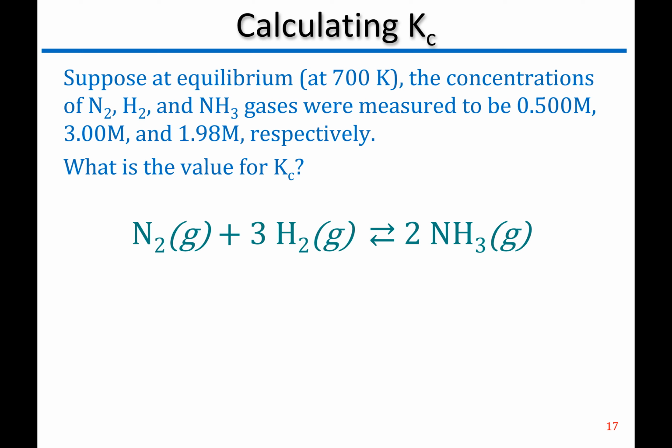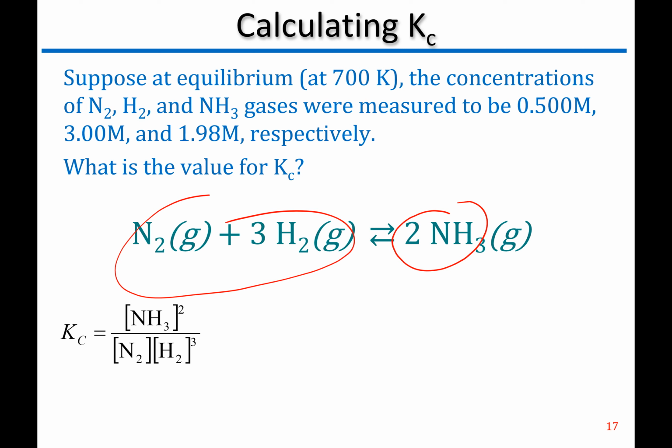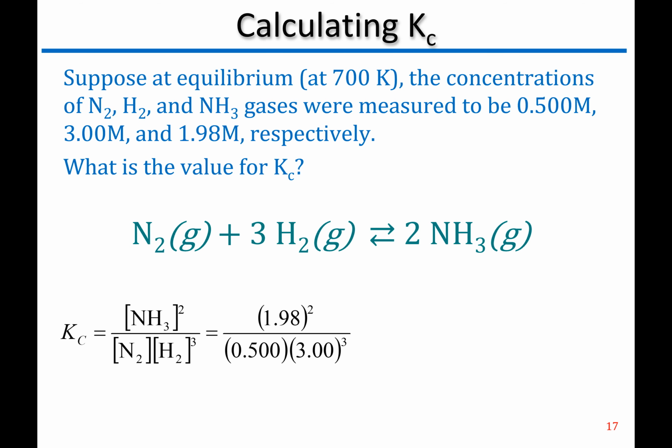Okay, so how can we do this? Well, first, we need to come up with our Kc expression. So remember, products over reactants every single time. And we just use our stoichiometric coefficients as the power. So those should be a breeze. Now what do we do?